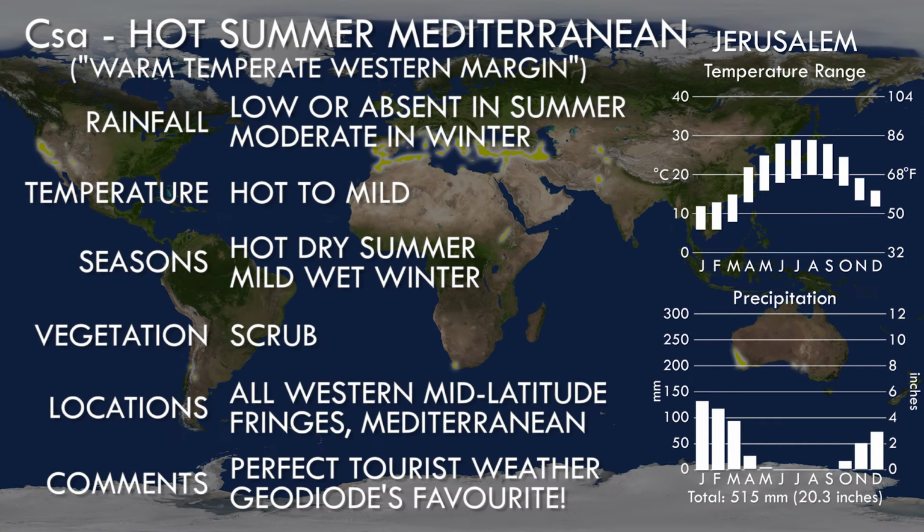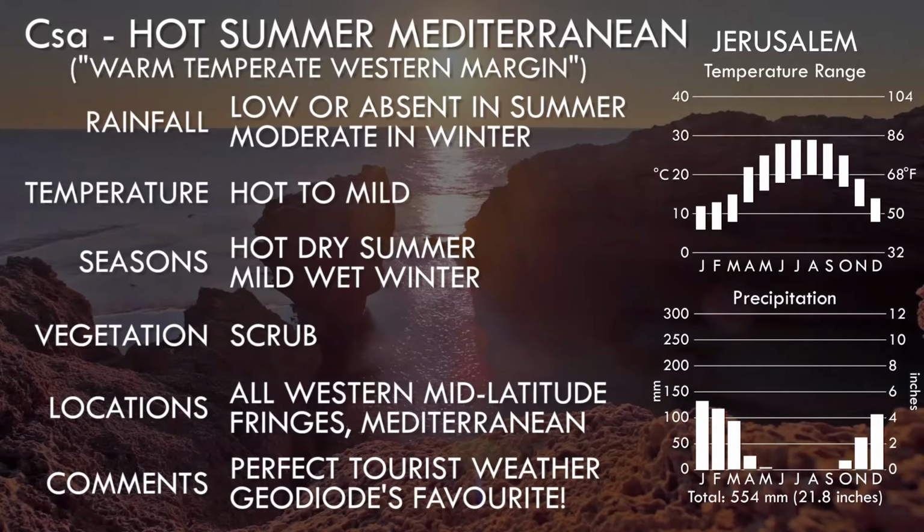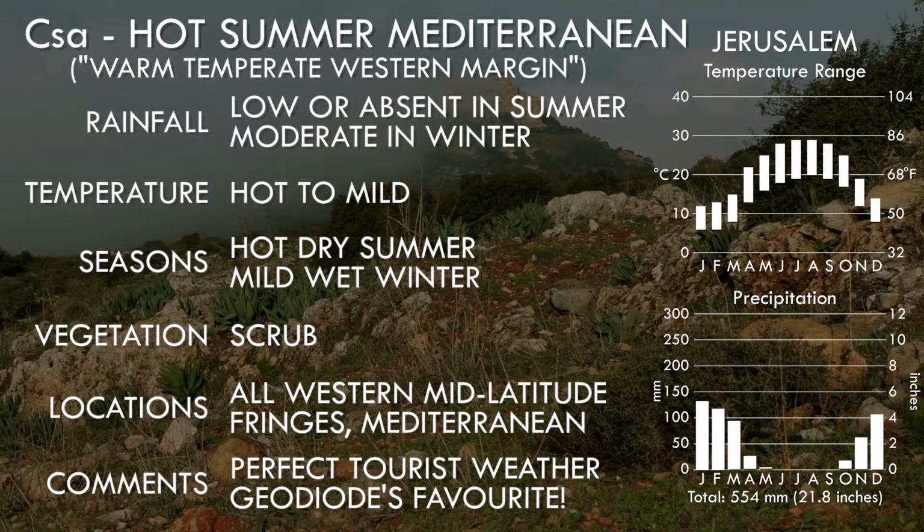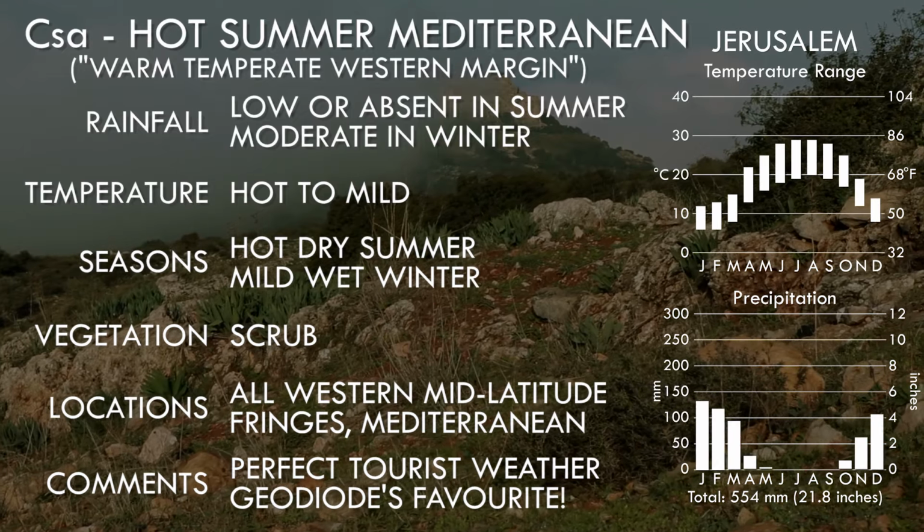CSA, hot summer Mediterranean. Lying just above the hot deserts in latitude and always on the western fringes of continents, these areas experience the hot and dry conditions of deserts in summer, but significant rain from oceanic westerly winds in winter. Natural vegetation is limited by the desert-like conditions of summer and is typically shrub-like.